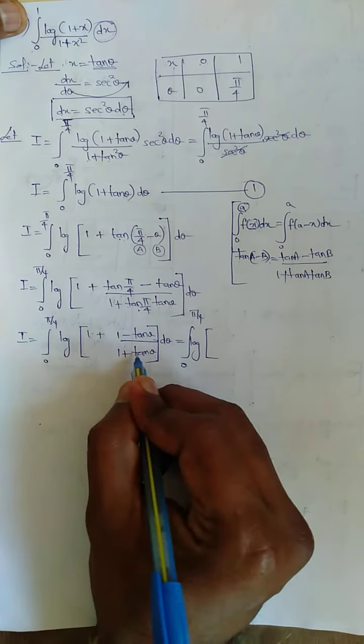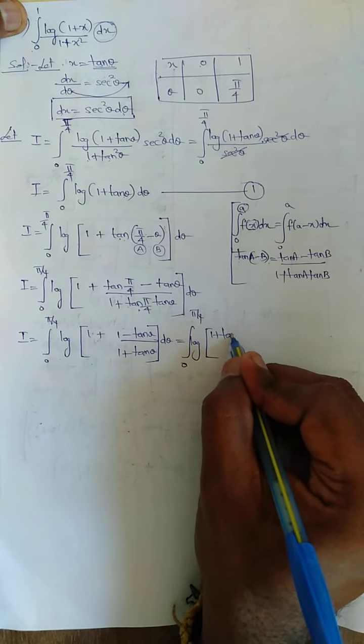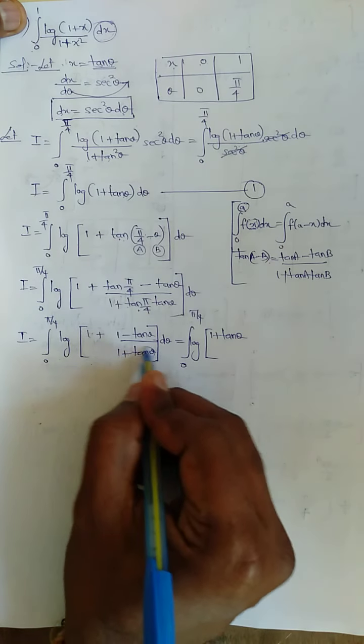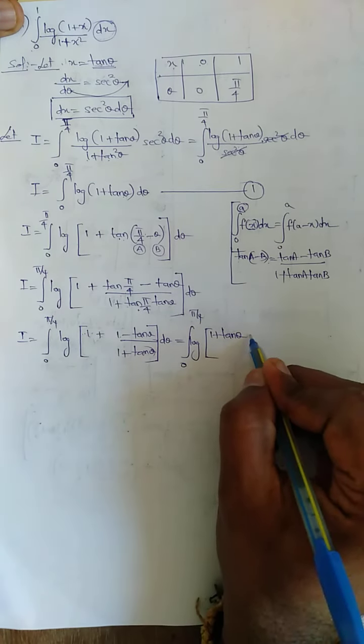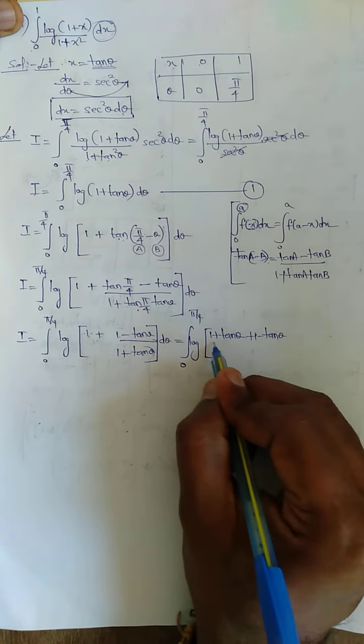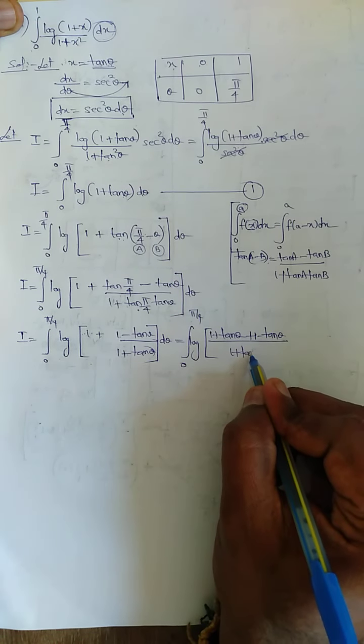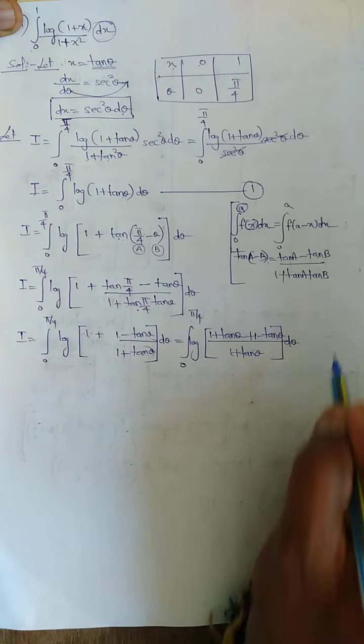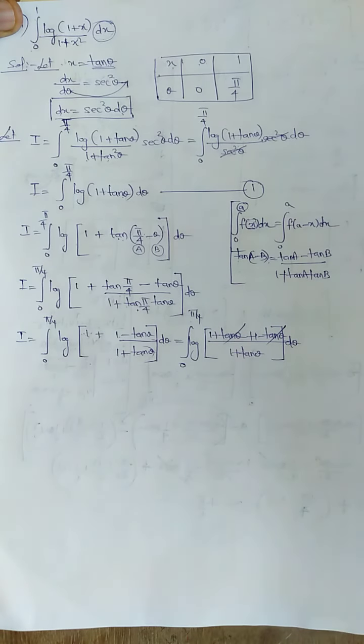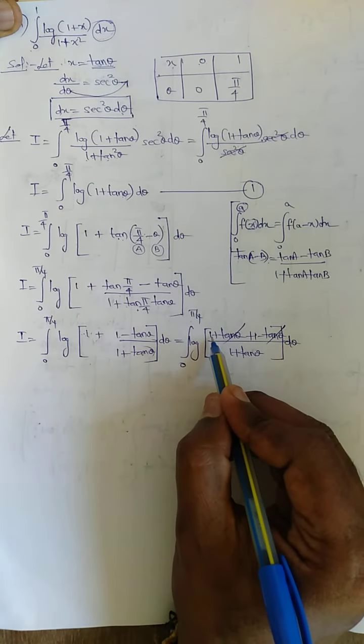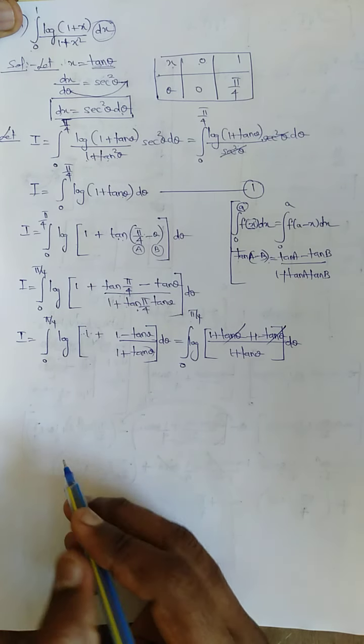log, open the bracket, cross multiply: 1 plus tan theta plus 1 minus tan theta, whole divided by 1 plus tan theta, close the bracket, d theta. So minus tan theta plus tan theta cancel. Next, what is the remaining here? 1 plus 1, 2. The remaining is nothing but 2.